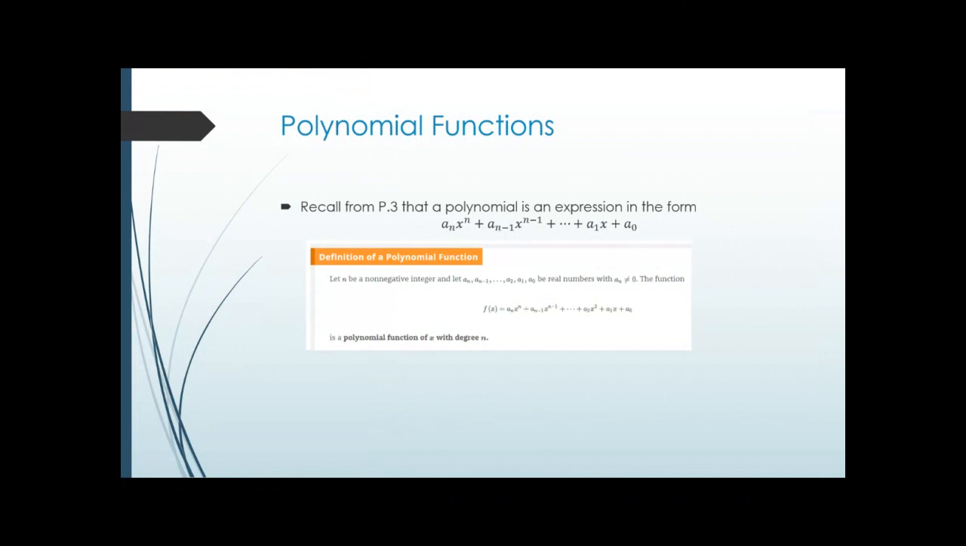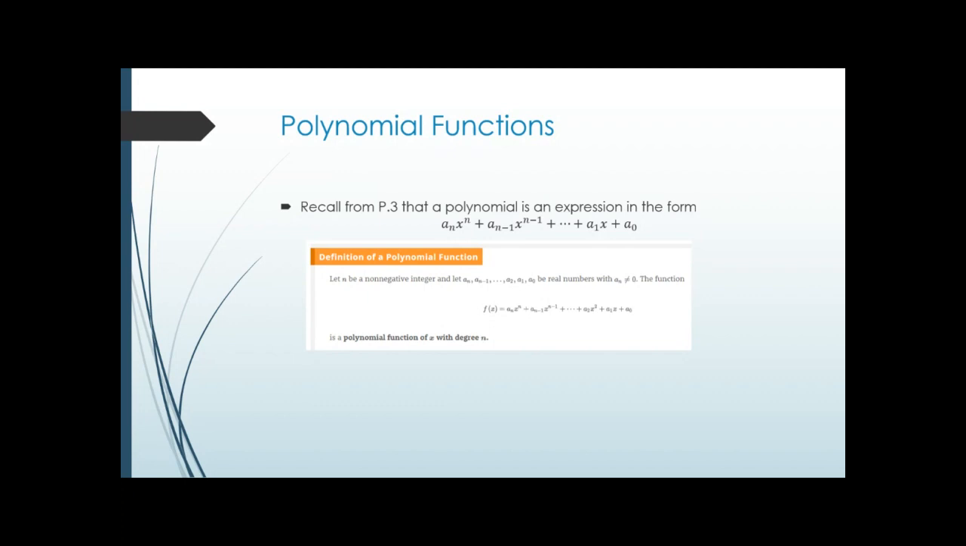So in P.3, we did talk about polynomials, and that was an expression of the form shown below, where basically your exponents are whole numbers and they're all positive, and it just decreases in exponents. You don't have any variables in the denominator of anything, you don't have any square roots, no absolute values. The only thing on the variable is an exponent. So a polynomial function is just that set equal to f of x. That's the difference between a polynomial expression and a polynomial function.